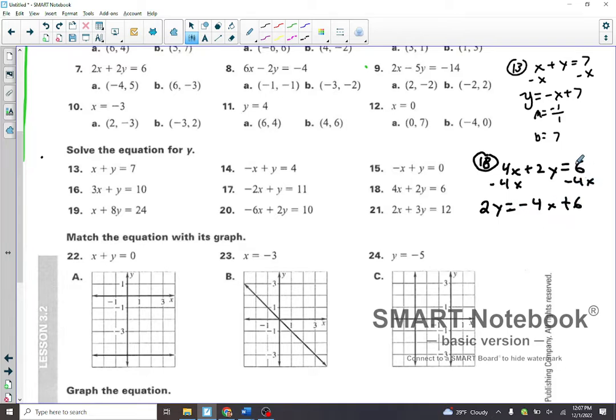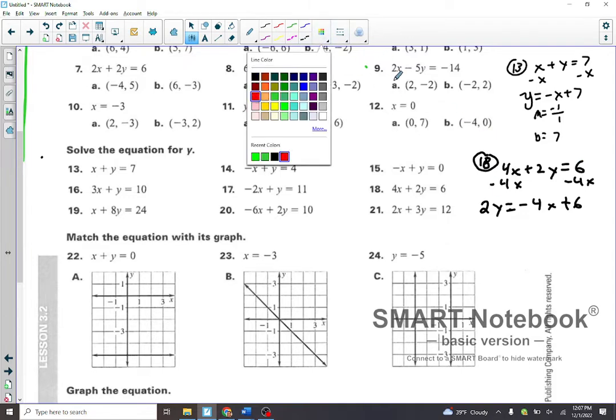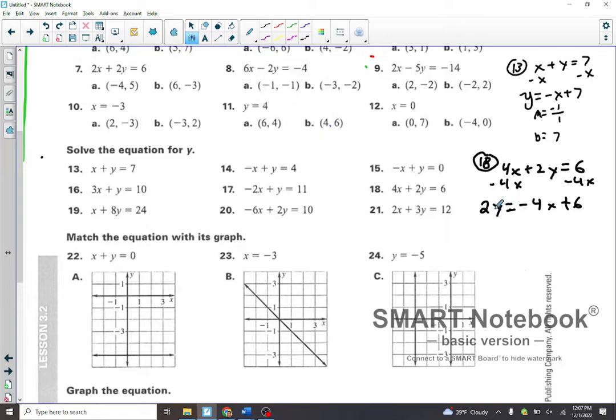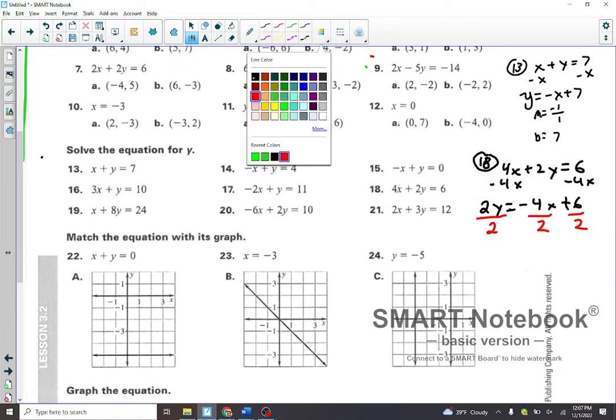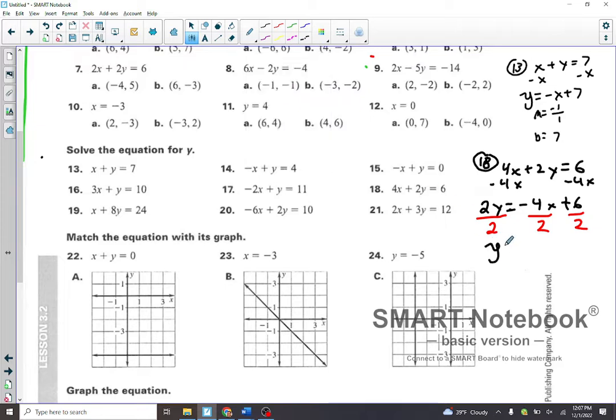Again, the negative 4x and the 6 cannot interact. They have different last names. They don't like each other. So what we're going to do now is divide the 2 from the y, because it's 2 times y. To get 2 away from it, I have to divide. So I'm going to divide by 2. I have to divide everybody by 2. I have to distribute that division by 2. So my final setup will be y equals negative 2x, because negative 4 divided by 2 is negative 2, plus 3.